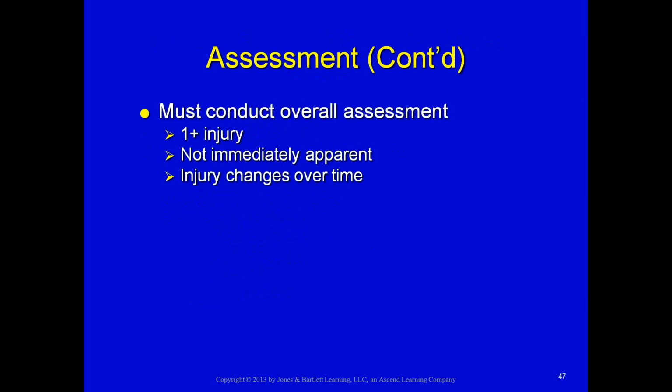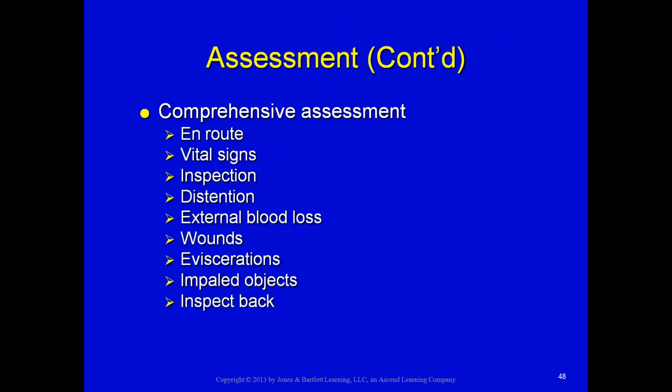You have to conduct an overall assessment of the entire patient because abdominal injuries are typically not isolated. There's usually one or more injuries associated with abdominal trauma, and sometimes the bleeding can be slow enough that there's no immediately apparent life threat. You just have to keep reassessing the patient with abdominal trauma, suspecting that there is a potential for a life threat. And over time, you may start to see evolving vital signs that would indicate that they are, in fact, bleeding inside their belly.